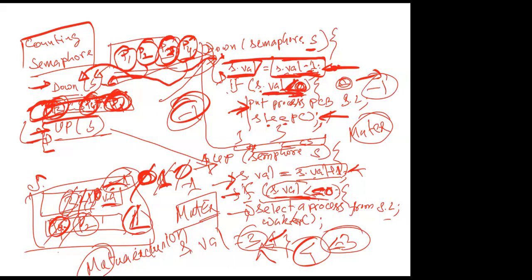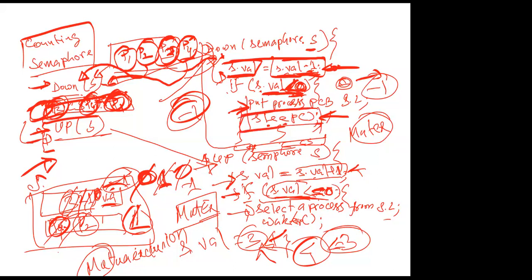All right, this is all for the counting semaphore as well as the binary semaphore. This concludes everything about the process synchronization mechanisms. At first, we learned the busy waiting solution, and then we learned the non-busy waiting solution. So binary semaphores and counting semaphores are all non-busy waiting solutions.